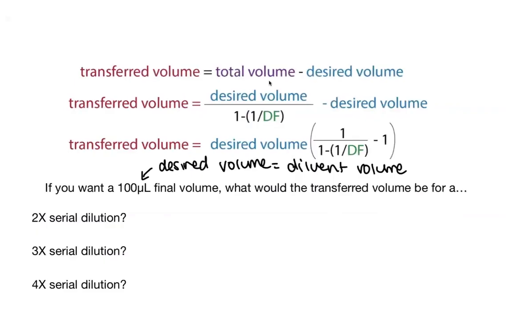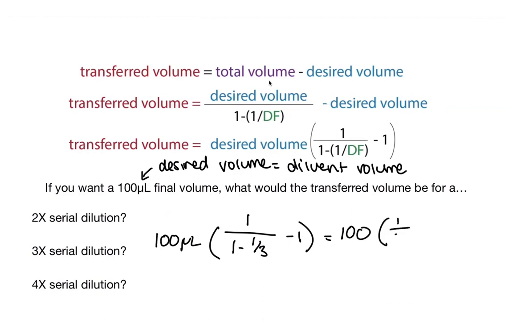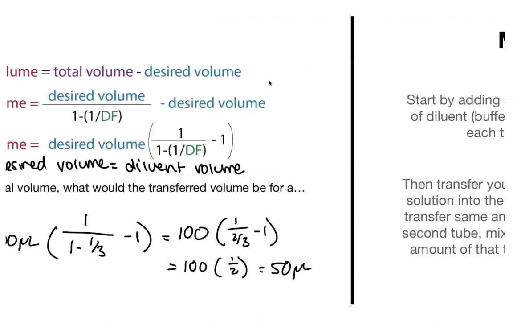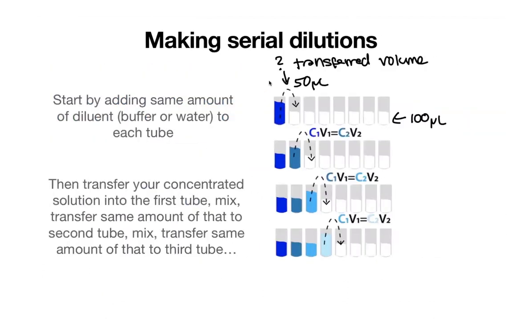So how are we going to go about this? Basically, what we can say is that our transferred volume is going to be our desired volume, so 100 microliters, times 1 divided by 1 minus 1 over 3 this time. Our dilution factor is 3, minus 1. So that's going to give us 100 divided by 1 over 2/3 minus 1. And so basically that's going to be 100 times 3/2 minus 1, so 1/2, equals 50 microliters. So in this case, our transferred volume is going to be 50 microliters.